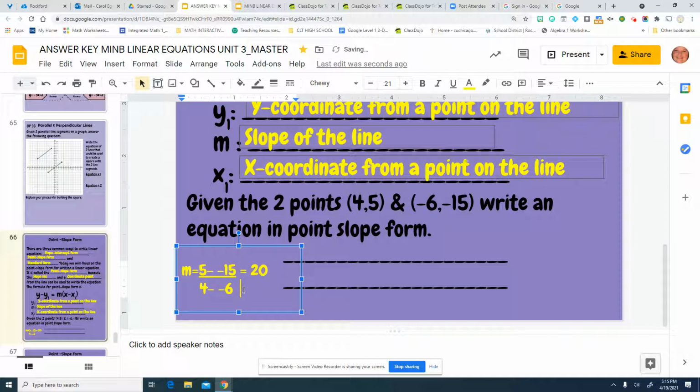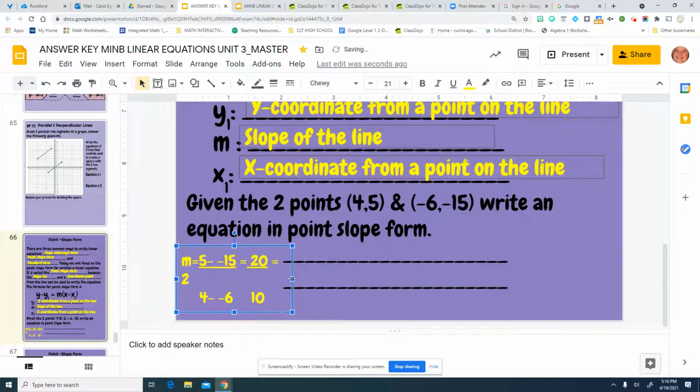And 6 minus negative 6, again, that double dash is going to be 10. So 20 over 10 is going to equal 2 over 1, or just 2. So our slope is going to be m.